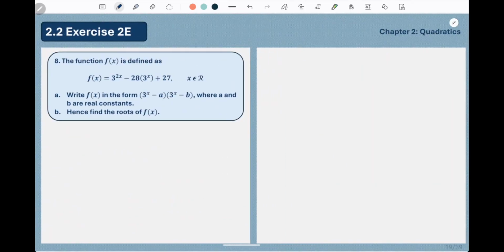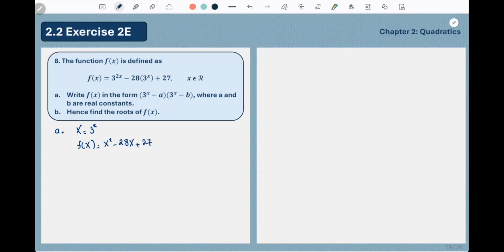So we've got the function f(x) defined as 3 to the power of 2x minus 28 times 3 to the power of x plus 27. Again, we're going to use a technique where I make my big X as 3 to the power of x, and then I replace back with 3 to the power of x. It makes it obvious that we're dealing with a quadratic equation. So f of big X becomes X squared minus 28X plus 27.